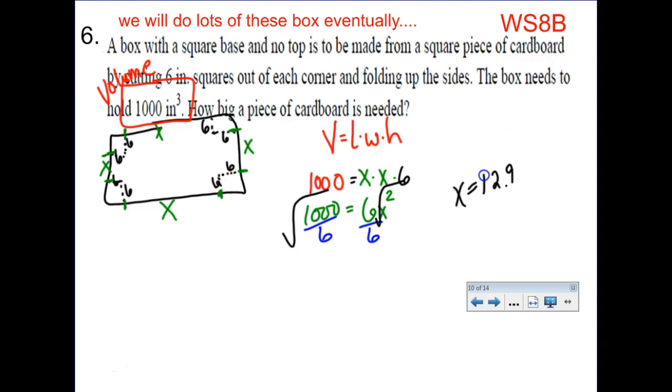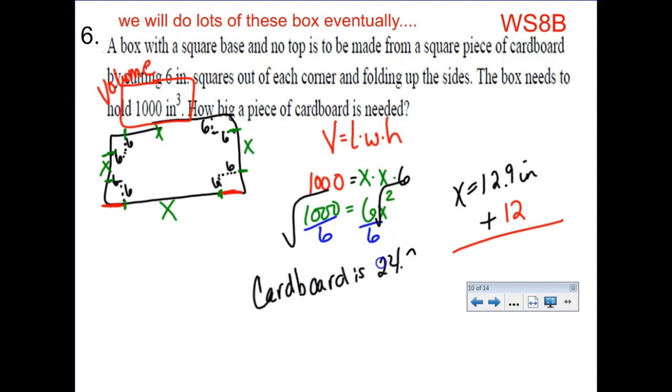So this is where we have to be smart mathematicians and realize that we haven't actually answered the question yet. Because the question was, how big is the cardboard? So X is just from the box edge to the box edge. The actual piece of cardboard has these little corners that we cut out. So originally the cardboard had 12 additional inches on each side. So if you add those 12 inches from the cutoffs, do you guys see where I'm getting 12 from? This 6 and this 6? That means your cardboard is 24.9 by 24.9 inches.